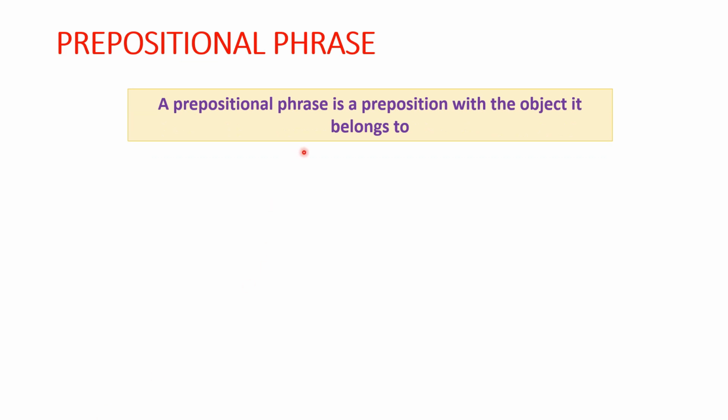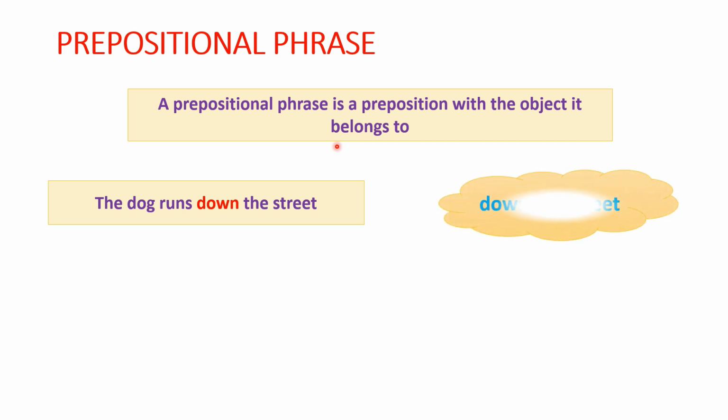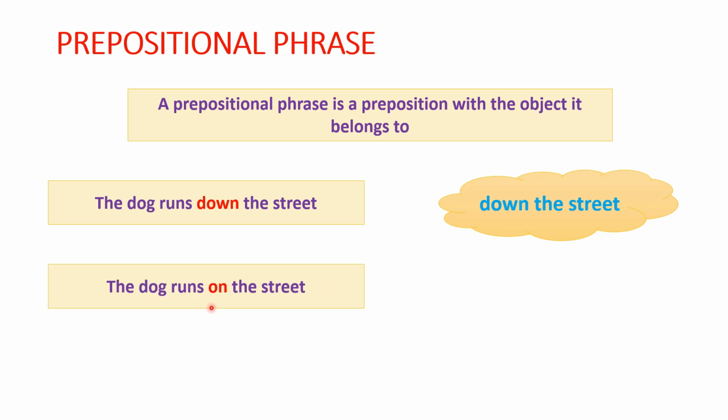What is a prepositional phrase? A prepositional phrase is when we have the preposition and we include it with the object. Let's see some examples. The cat runs down the street. Here, down is the preposition and down the street is the prepositional phrase. Let's see one more example. The dog runs on the street. So here, on is the preposition and on the street is the prepositional phrase. The prepositional phrase is nothing but the preposition plus the object.